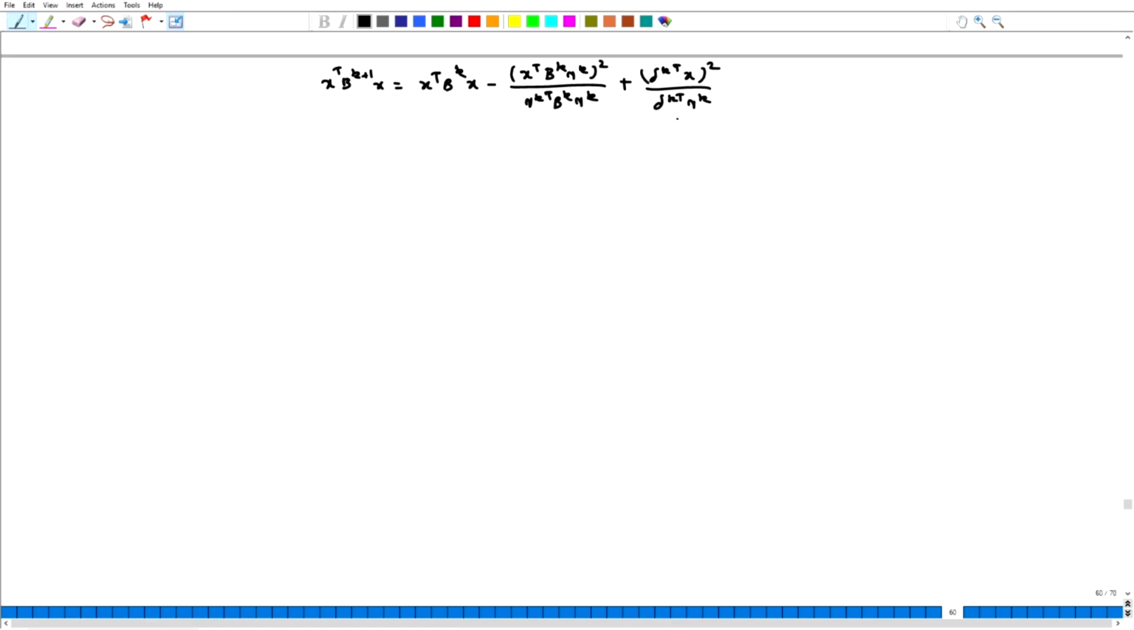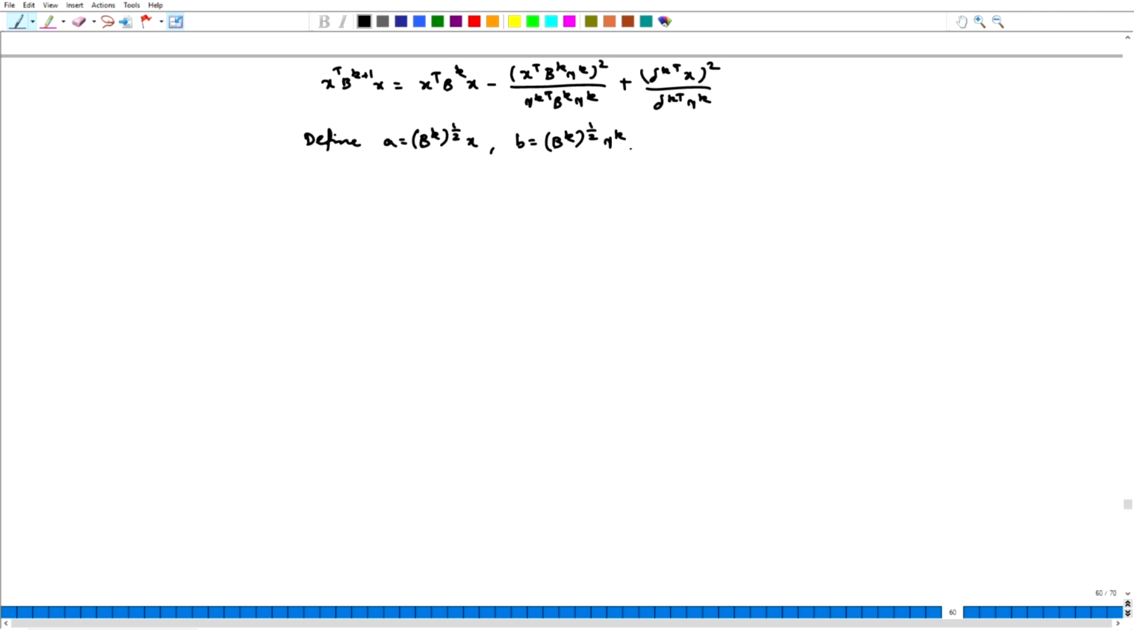Define A as Bk power half x and B as Bk power half gamma k. Note that Bk is a positive definite matrix, so you can find a positive definite square root of Bk, and that comes by diagonalization. In case you have learnt diagonalization in linear algebra, you would have known this. I am just taking that particular matrix.